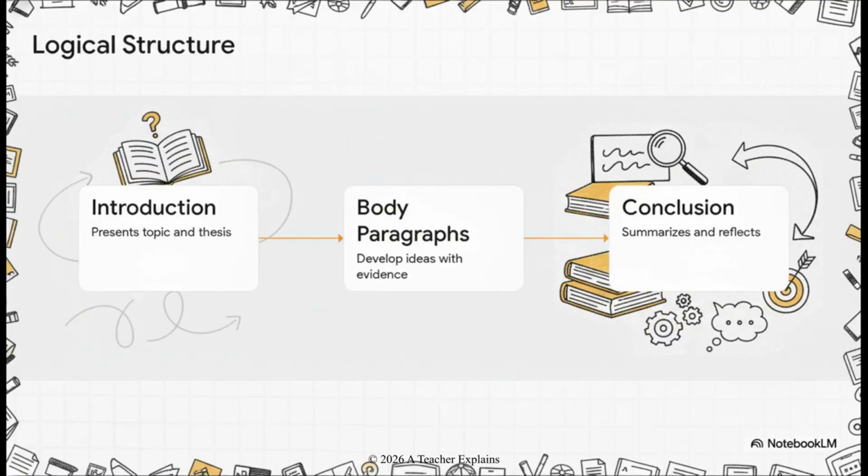This clarity is also helped by a logical structure. Most academic writing follows this classic pattern. You have an introduction that sets the stage, body paragraphs that build your argument with evidence, and a conclusion that wraps everything up. Think of this structure like a roadmap. It guides your reader through your thinking, step by step, from beginning to end.